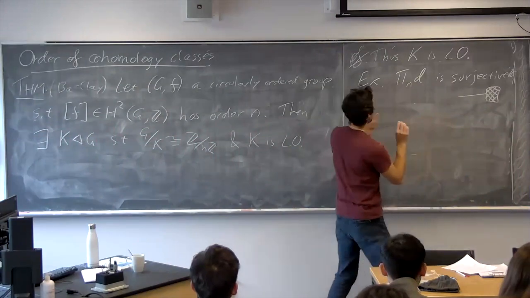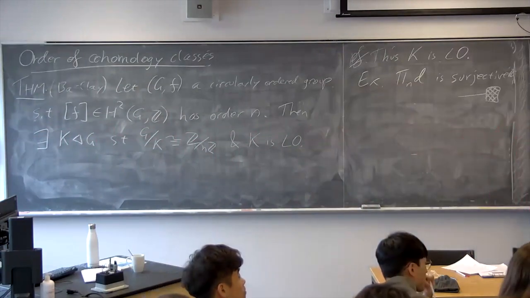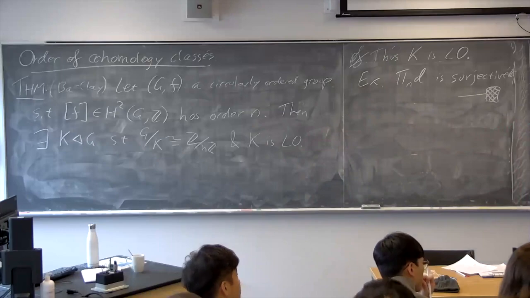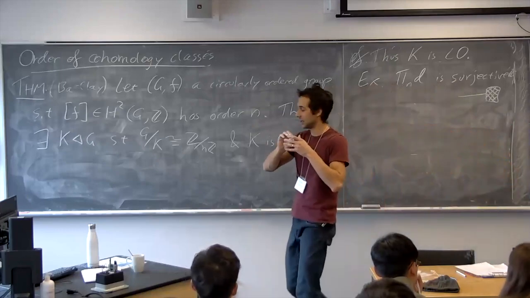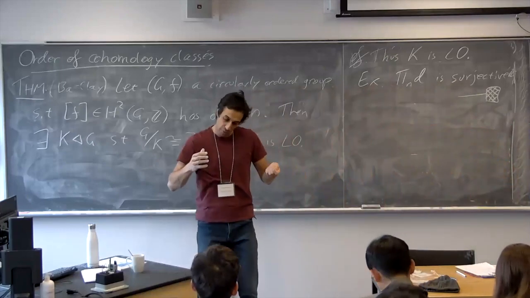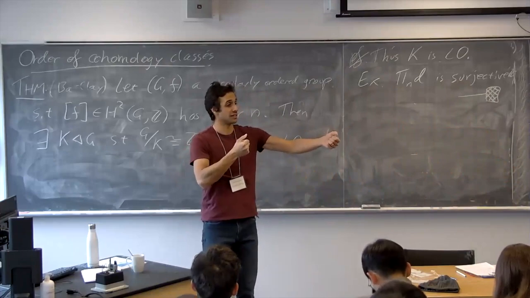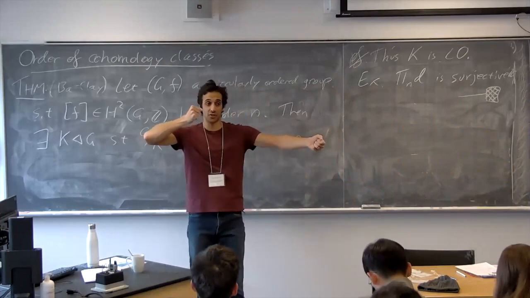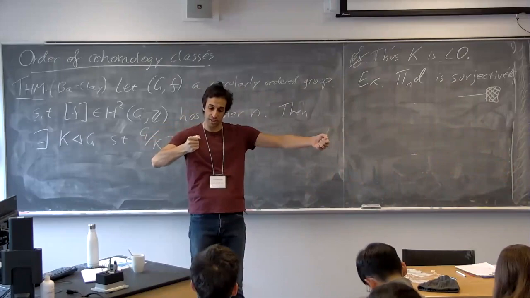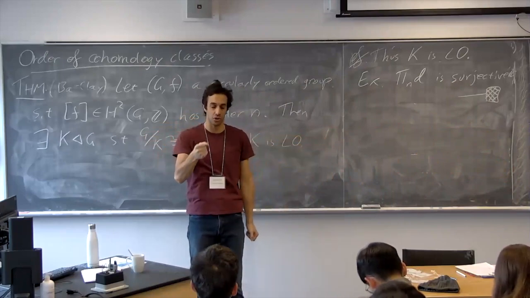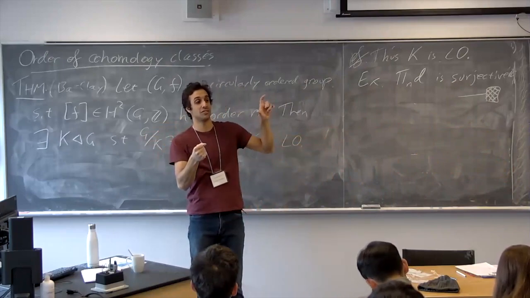Okay. Wait, sorry. Oh, go ahead. Now remember when we were talking about trivial cohomology classes, if a circular ordering has trivial cohomology class, that means the group is left orderable.